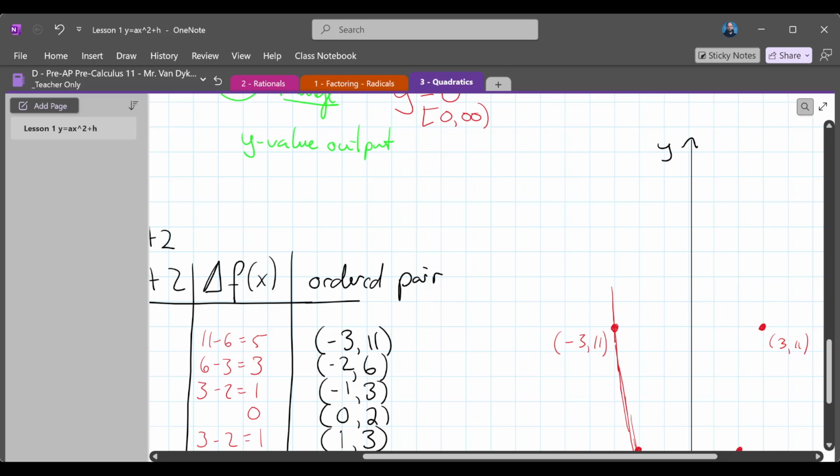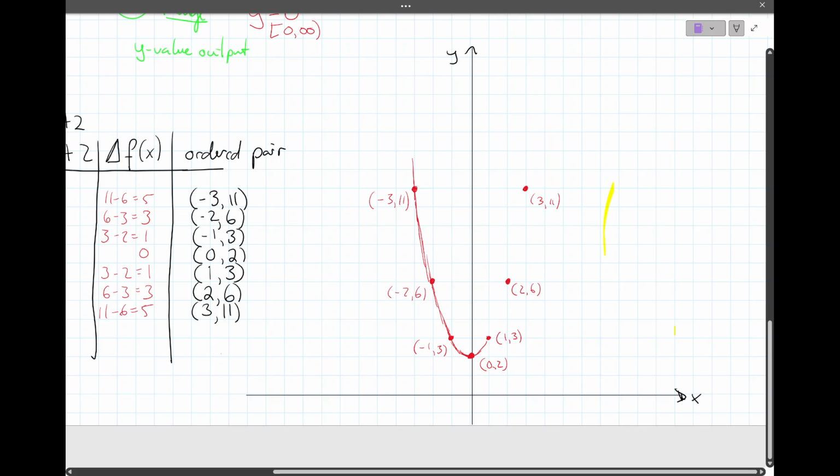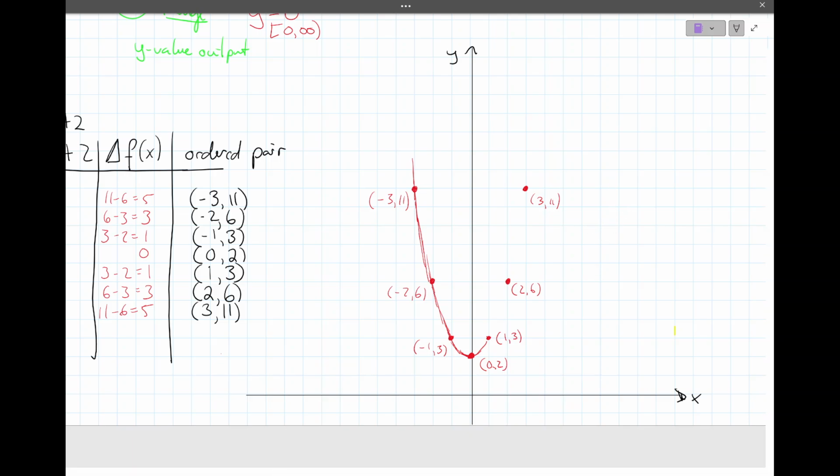So, let's get that going. There we go. So we were graphing this, putting it together. And we just have a quadratic that we've moved up 2 spaces, right? This parabola here, same parabola, moved up 2 spaces.